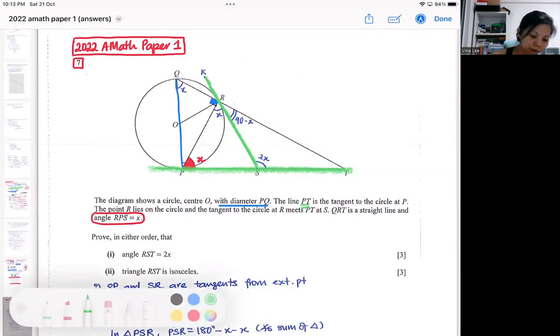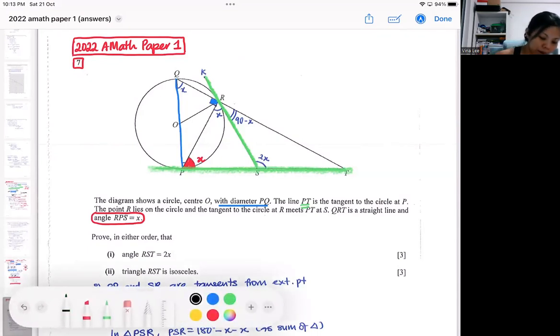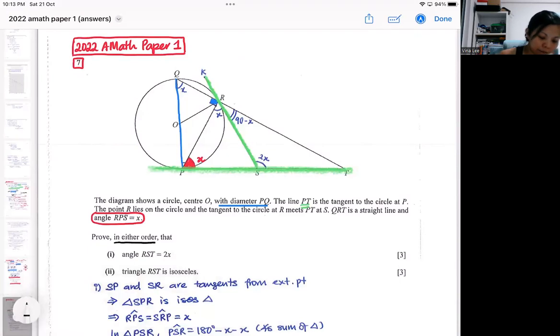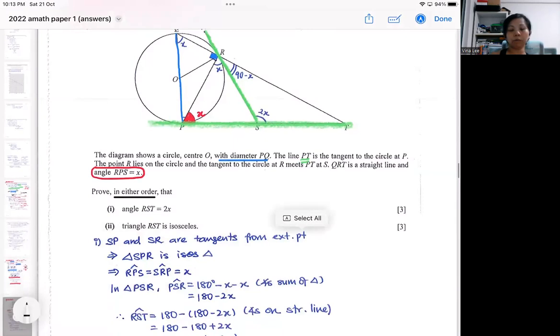Okay, and then finally, the question is asking you to prove in either order. So it doesn't matter which order you prove first. You can prove it in order. Some people couldn't prove it in order. Some people have to go to RST isosceles first, then they can prove that RST equals 2x. If you are like that, then it's okay because the question says it's in either way.